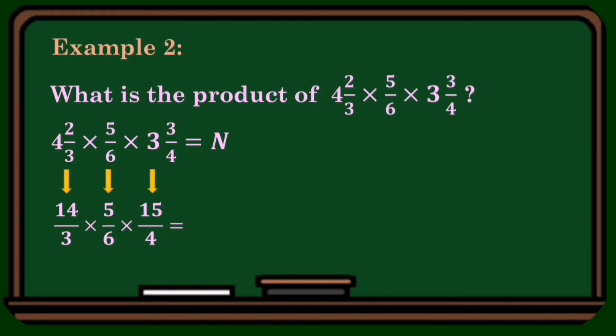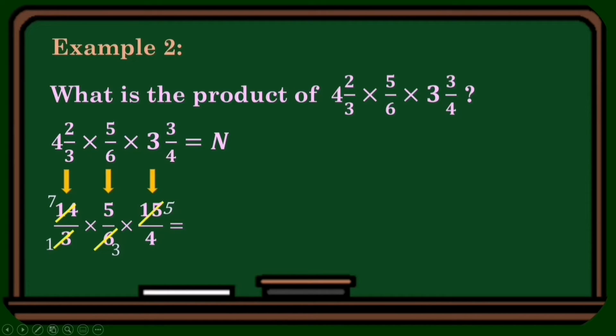Okay, we have 14 and 6 diagonally. We can also have 14 and 4, 15 and 3. Okay, so here we will use 14 and 6. And the common factor is 2. So we'll divide 14 and 6 by 2. So 14 divided by 2, we have 7. 6 divided by 2, we have 3. And then we also cancel 3 and 15 using their common factor, which is 3. So 3 divided by 3 equals 1. And then 15 divided by 3 equals 5.